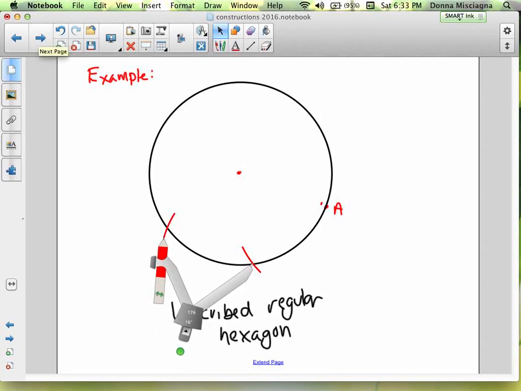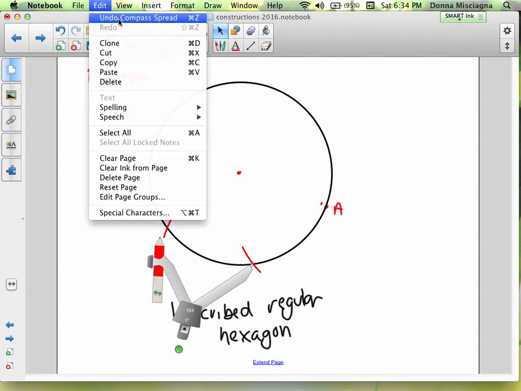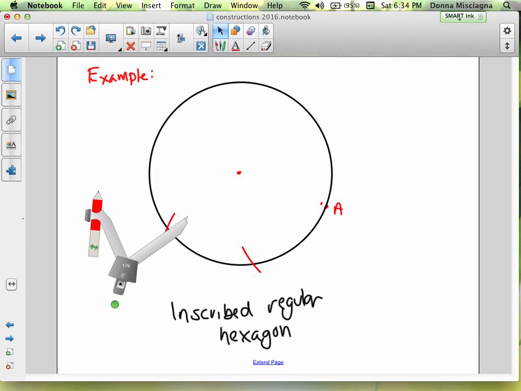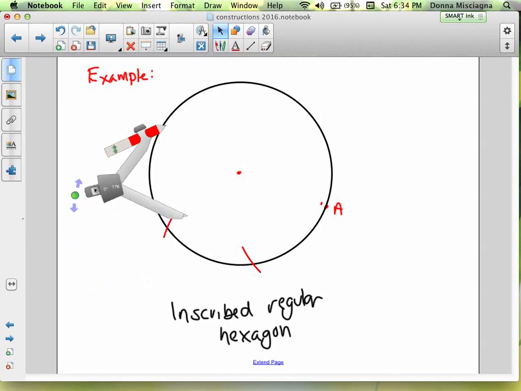So I'm just going around the circle, marking off the same length, trying not to change the spread of the compass. Be careful that you don't change the spread of the compass. And I need to turn this a little bit. So now I've got 3 vertices.